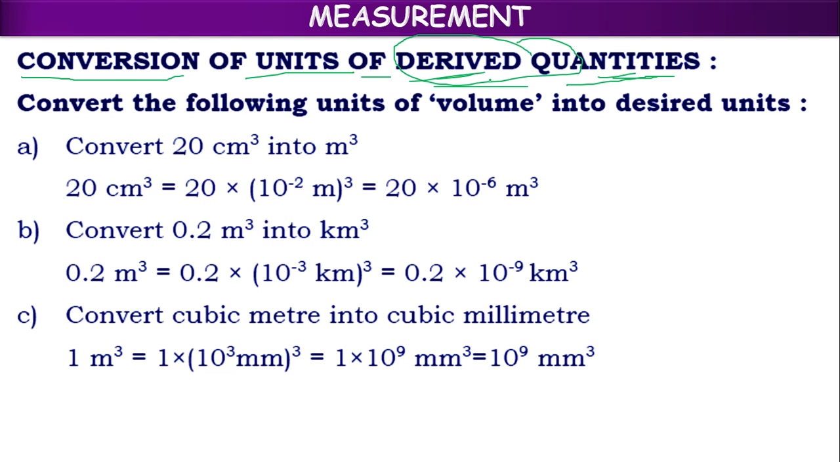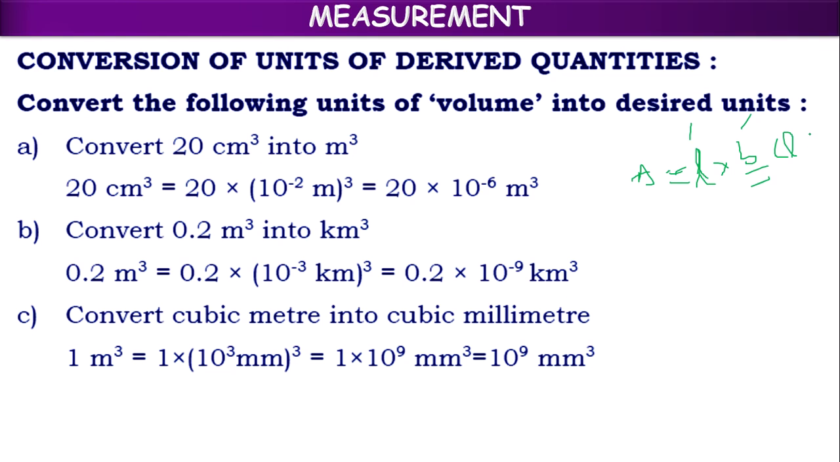Derived quantities means quantities like volume, area, force, velocity. These are all derived quantities. Why? Area depends on length into breadth, the area formula. It depends on length and breadth, and breadth is also one kind of length.